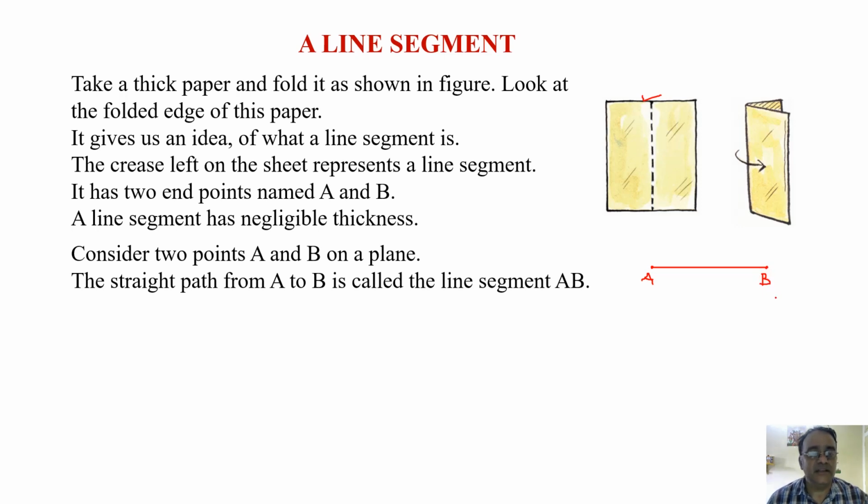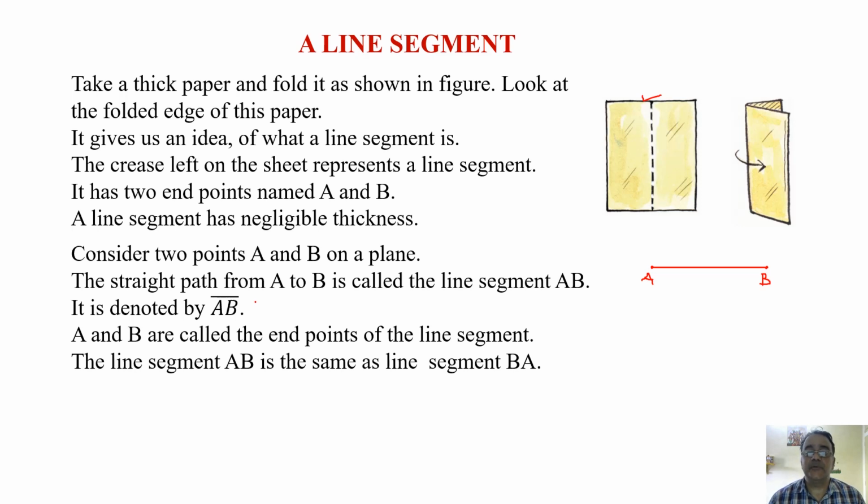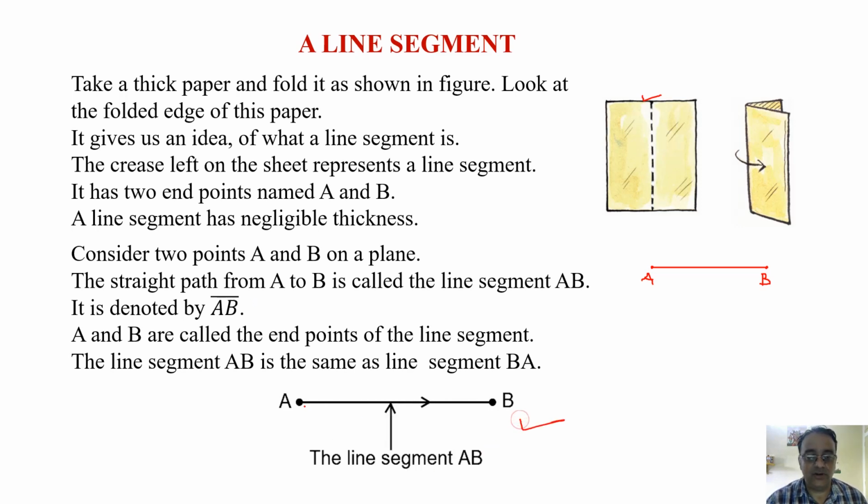The straight path from point A to B is called the line segment AB, and it is denoted by AB, और उसके ऊपर एक लाइन ड्रॉ करेंगे, ठीक है, और उस लाइन में कोई भी एरो मार्क नहीं होगा. And A and B are called the end points of the line segment. So the line segment AB is the same line segment BA. उसको हम लोग AB भी लिख सकते हैं और BA भी लिख सकते हैं. See this figure, right? We have drawn from A to B.